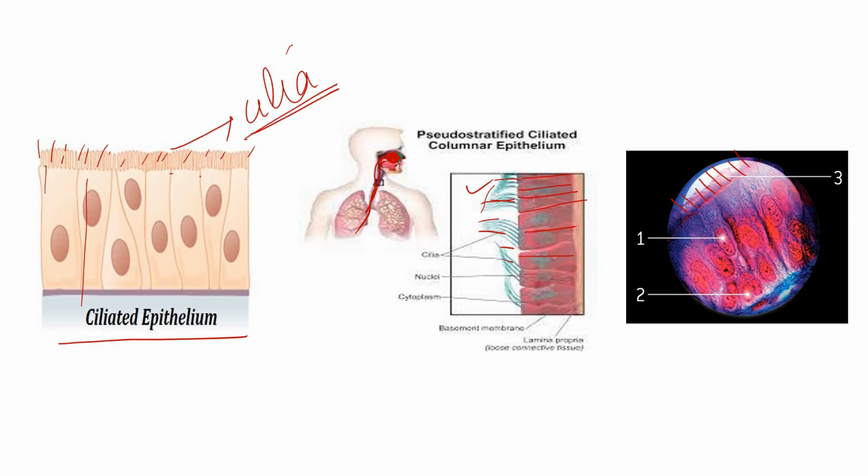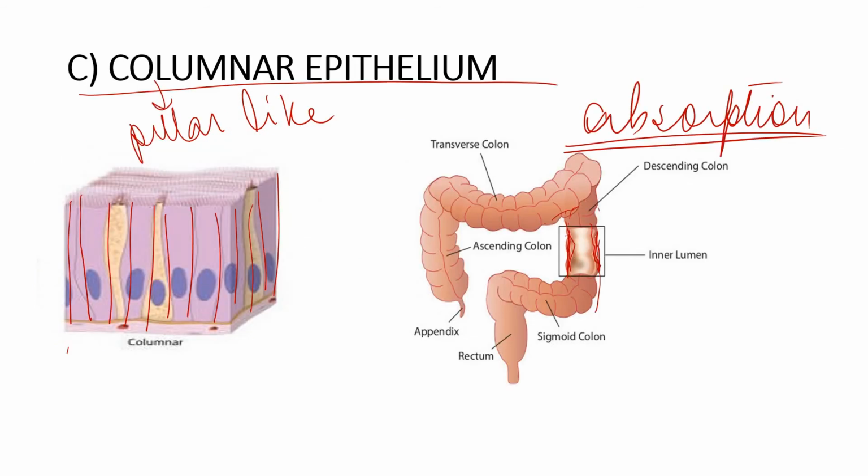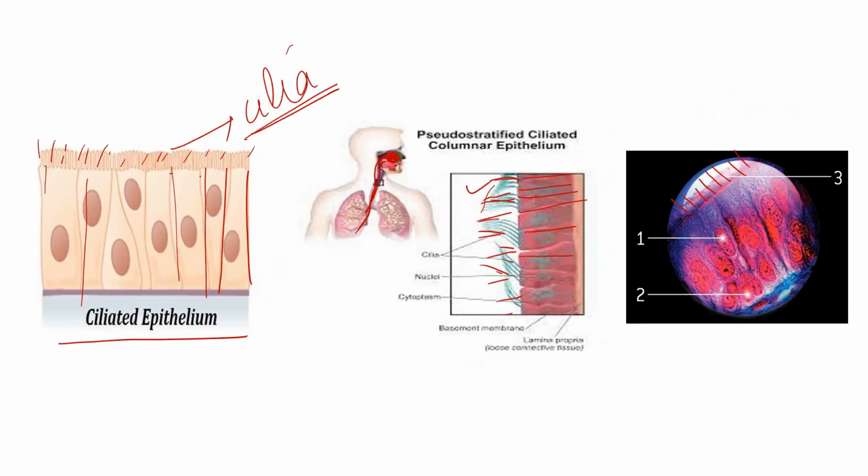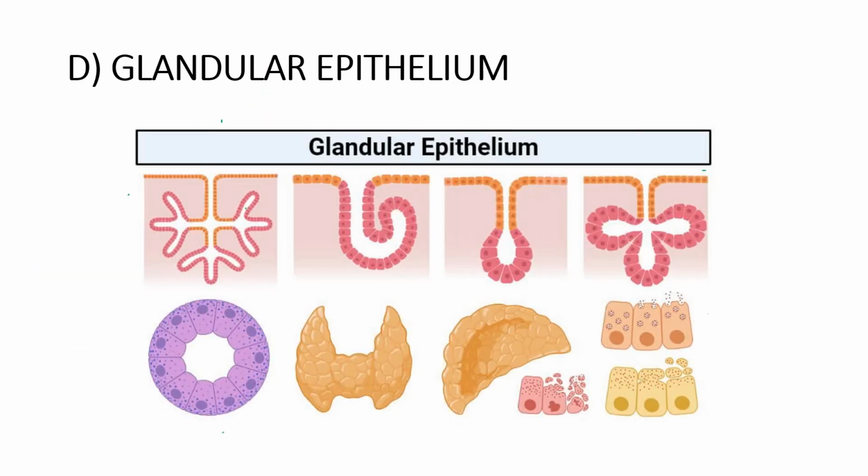So that is what helps clear the mucus from our nose, etc., and it is due to the presence of this cilia, and this cilia is present in this columnar epithelial tissue. So ciliated columnar epithelial tissue is a subpart of the columnar epithelium. Okay, and the last type of epithelium tissue that we are going to study is the glandular epithelium.